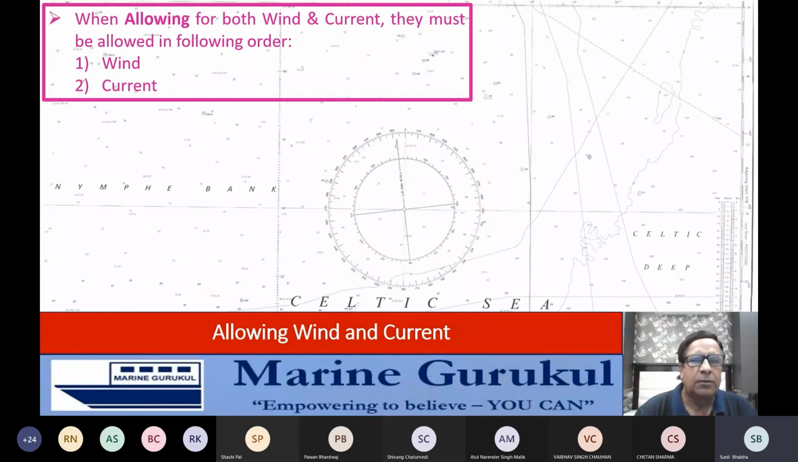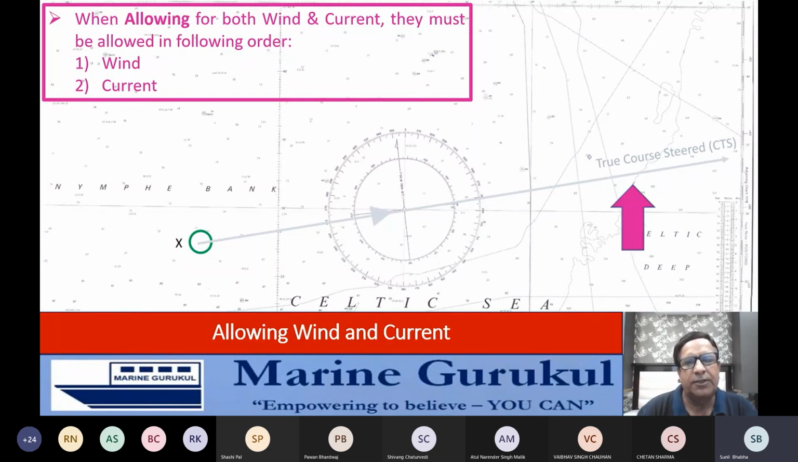When allowing for, we ask ourselves what to allow first. In the allowing case, we first allow for wind followed by current. Let us see how we allow each of them. Through this illustration, the vessel is at position X. He's steering a course represented by this light blue course to steer vector on the chart. Vessel experiences southerly wind represented by the wind arrow.